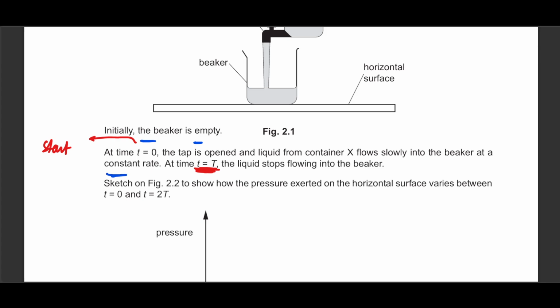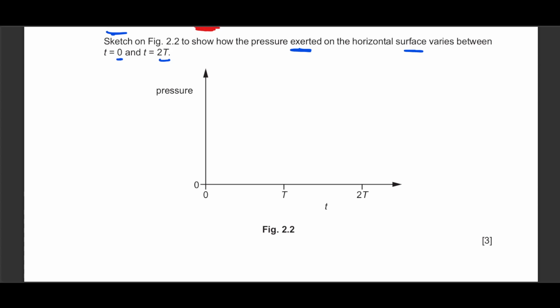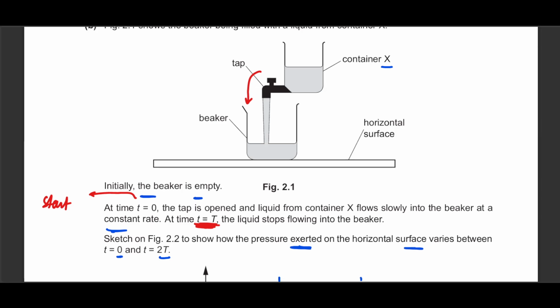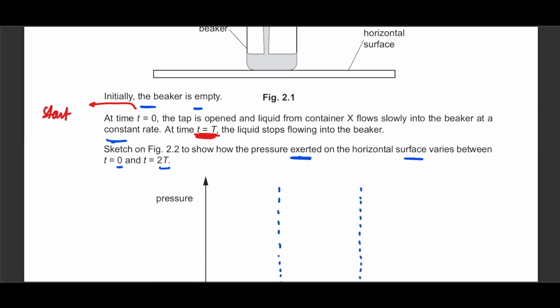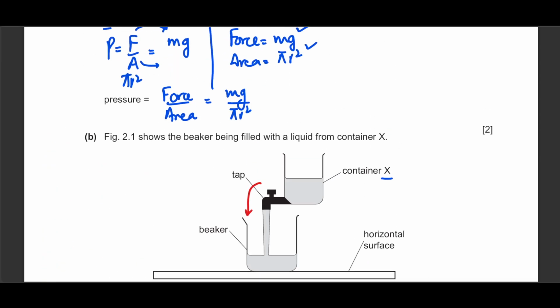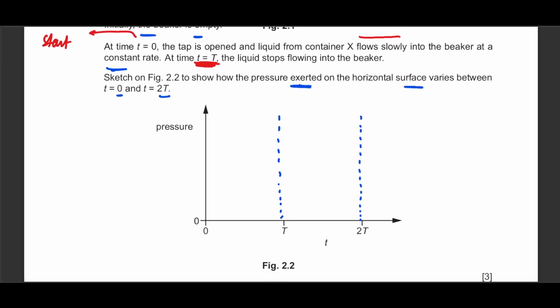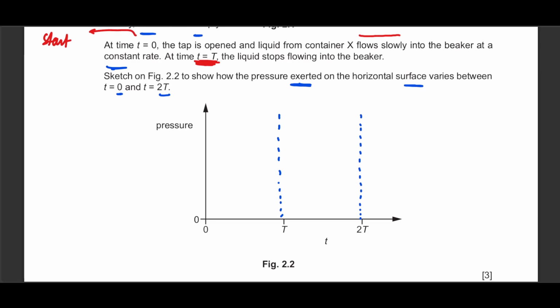Now it says sketch on graph 2.2 how the pressure exerted on the horizontal surface varies with time from t equals 0 to 2T. First things first, what I used to do is draw a dotted line at these two timestamps so it makes the diagram look more accurate and presentable and easy to follow. So what's happening while the tap water is entering into the beaker? And mind you, he says that it is flowing slowly into the beaker, which means it's flowing at a constant rate, and no water is splashing out of the container. That's what he means at this point.